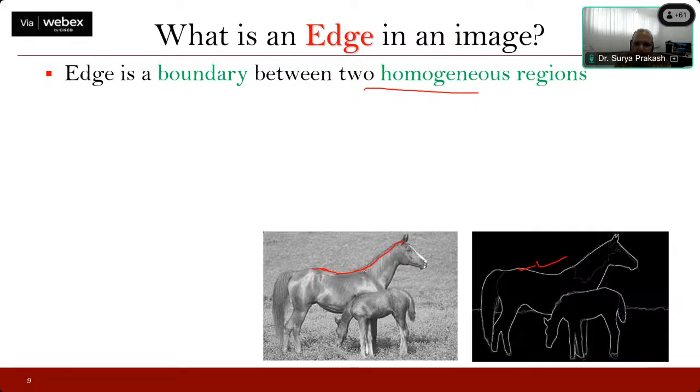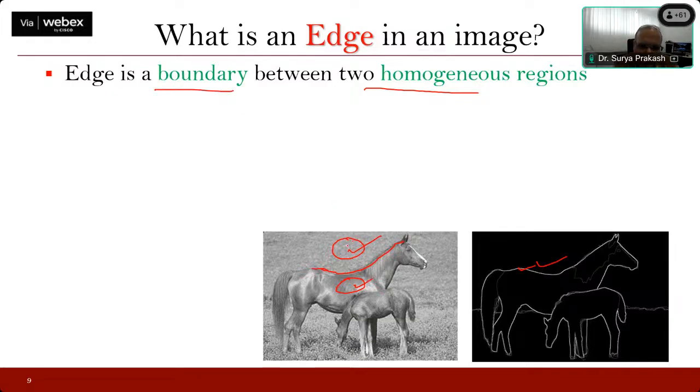At this place, you see on this side you have one object, and on the other side you have another object, or you can say on one side you have one type of region and on the other side you have another type of region, and in between you have the edge, which is showing you a boundary between these two regions. So that's why we are saying that an edge is a boundary between two homogeneous regions.